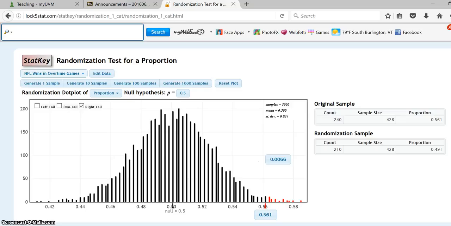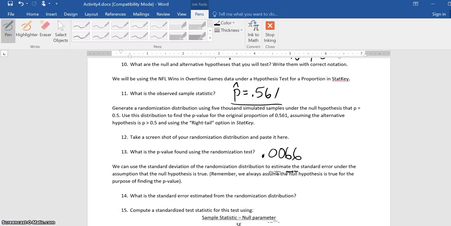Now I've got my p-value. It's the proportion of sample statistics that are as extreme as my observed sample statistic or even more extreme. And in this case, it's given up here, 0.0066 is my p-value. So based on the randomization test, 0.0066 is my p-value.